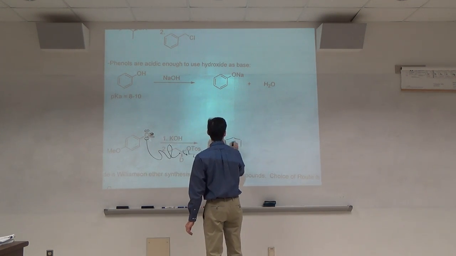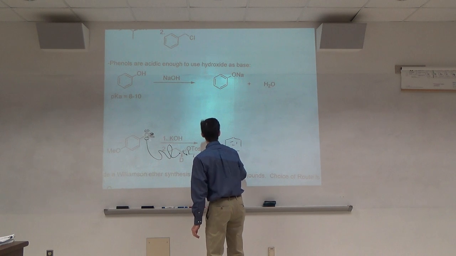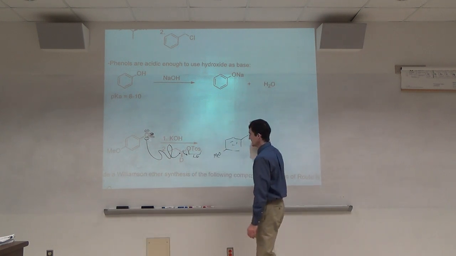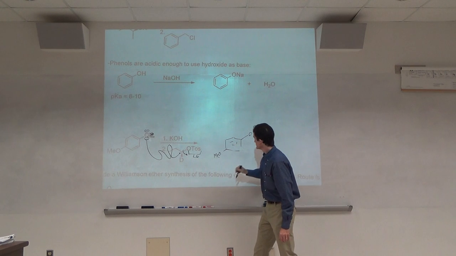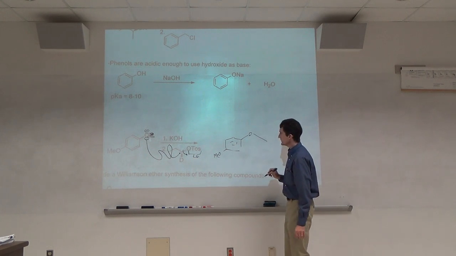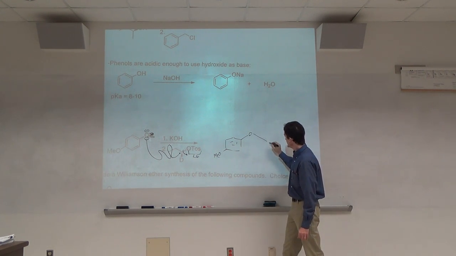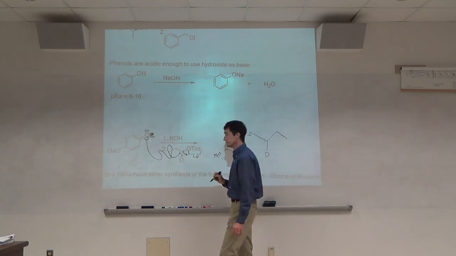The nucleophile. This oxygen is now bound to that carbon. So there's the carbon. What's on that carbon? A D. I'm going to draw it like that. We're going to have to put some stereochemistry here. What else is on that carbon? Ethyl.